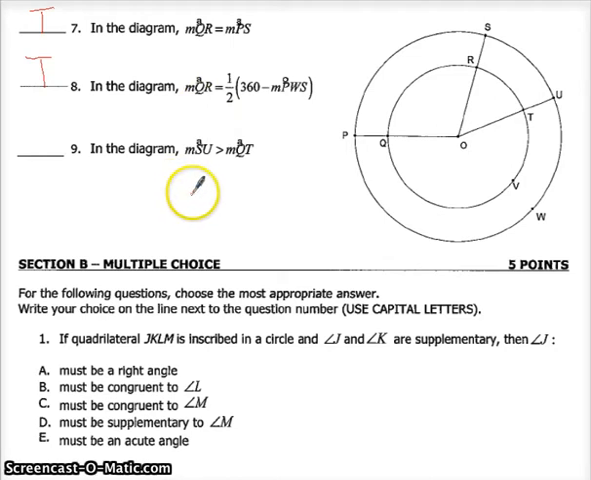Arc SU is greater than QT. SU, this one, is greater than QT. Well, it doesn't look like it. In fact, I'm pretty sure it is impossible because QT has to be bigger than RT, and so yeah, this inequality is backwards. So I said number 8 was false.